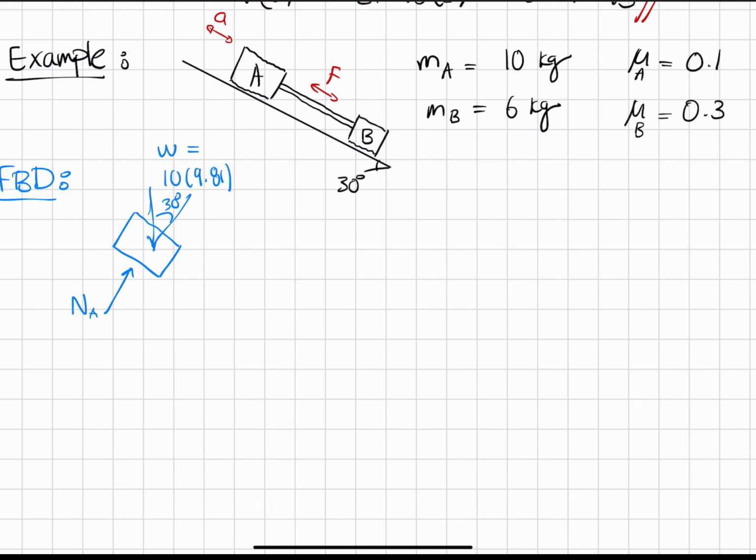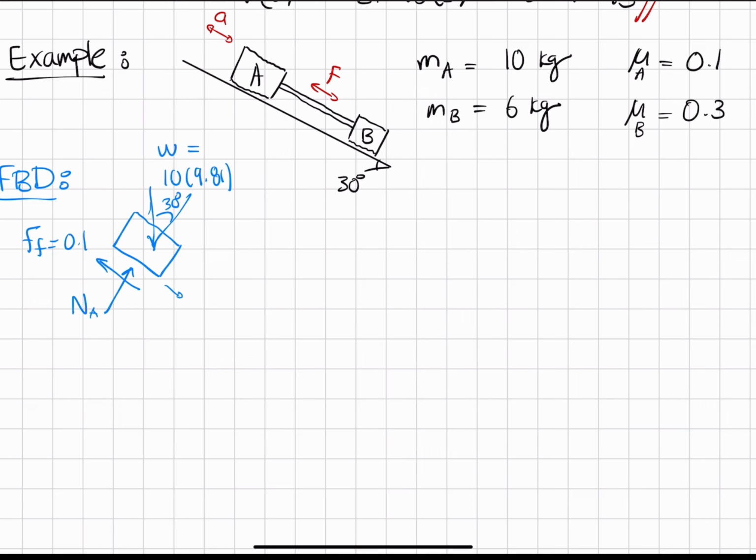If we have a slope downwards, it's safe to say that the two masses are going to slide in that direction, right? So if mass A is going to be going in the downwards direction, so like in this direction, the friction force that it's going to experience is in the opposite direction. Remember, friction is always in the opposite direction of motion. So we have F of F is equal to 0.1 NA. And this is where we got the friction coefficient.